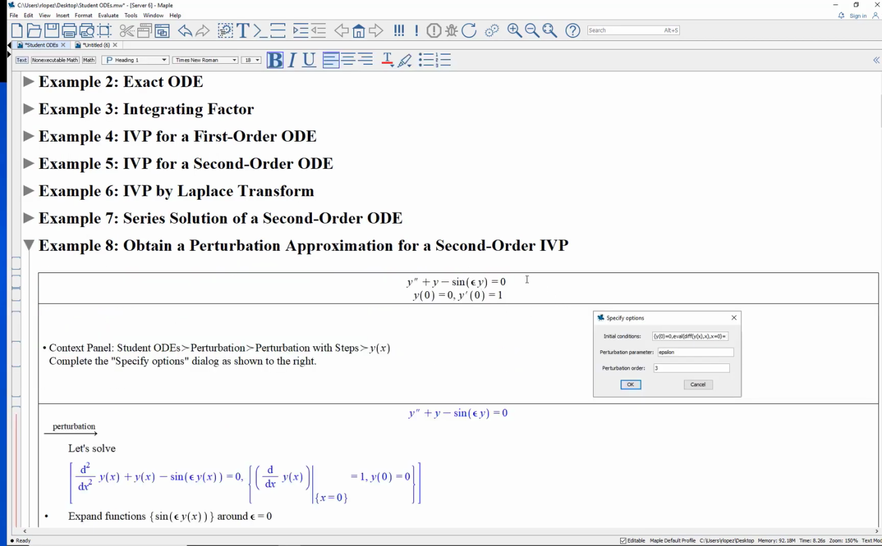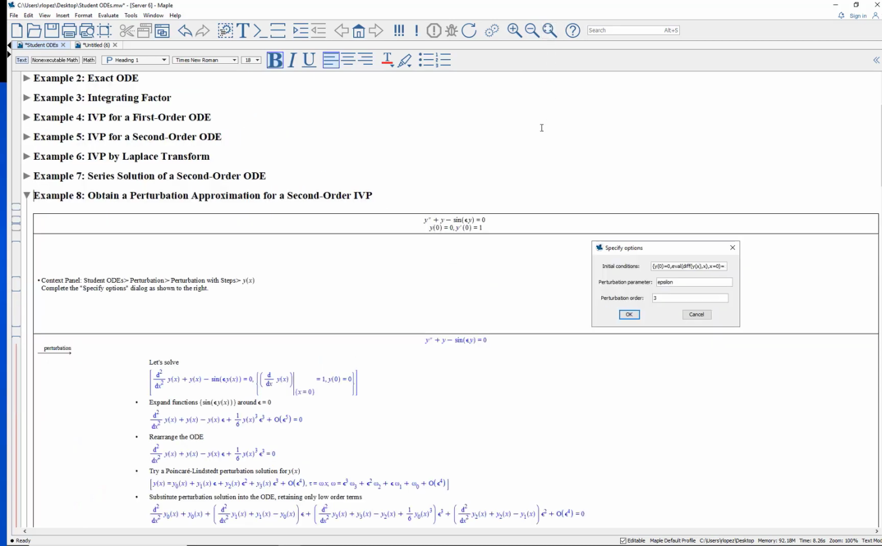Okay, so here is the differential equation: y double prime minus sine of epsilon y equals 0. Simple initial conditions. In order for this solution to appear correct, we must minimize the font size.